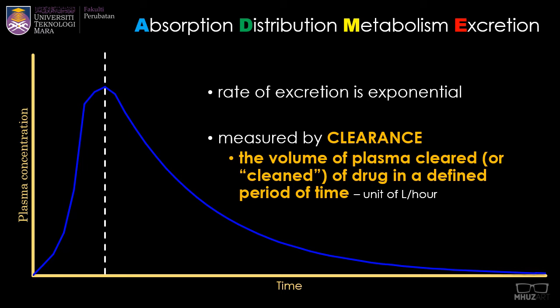Now, the definition of clearance, especially if you read in the books, can be quite confusing, but I'll try to simplify it for you. It is the volume of plasma cleared, or I would prefer the terminology cleaned, of drug in a defined period of time. So the unit is volume per hour, and this is not a measure of the drug, but rather the amount of blood that is cleared of the drug over a certain period of time.